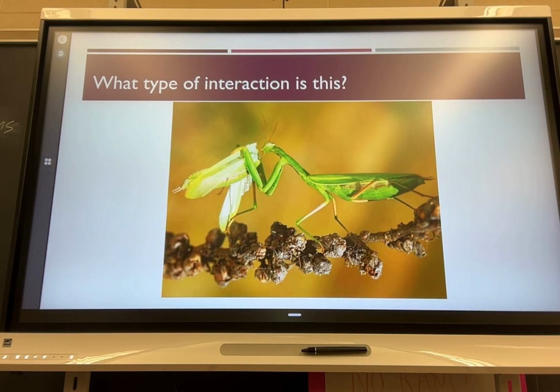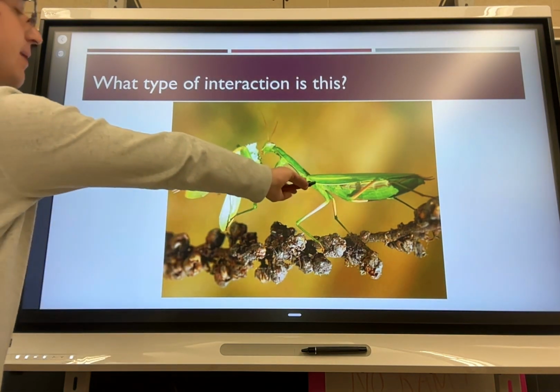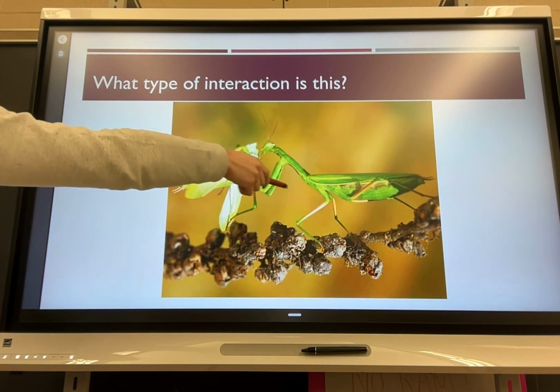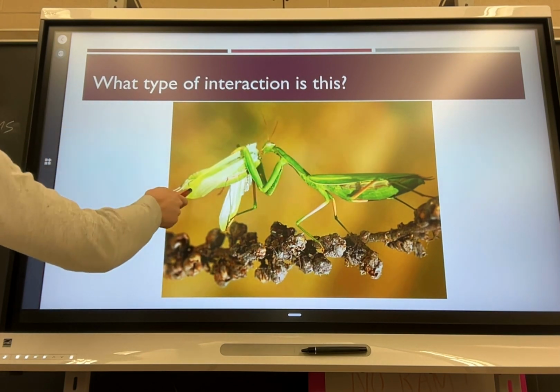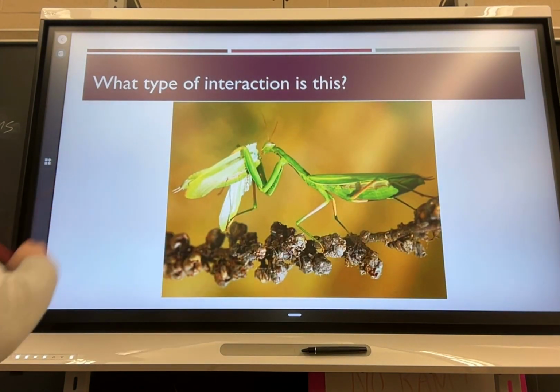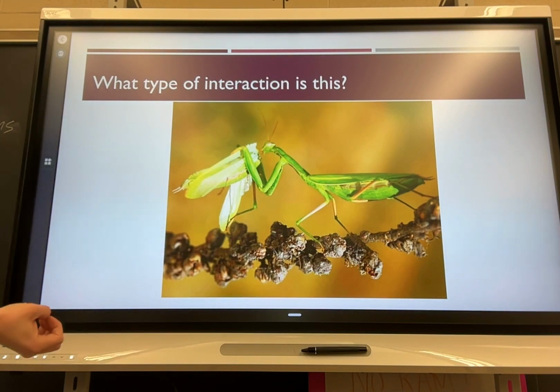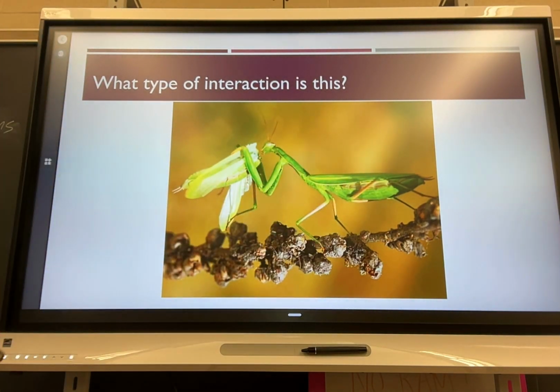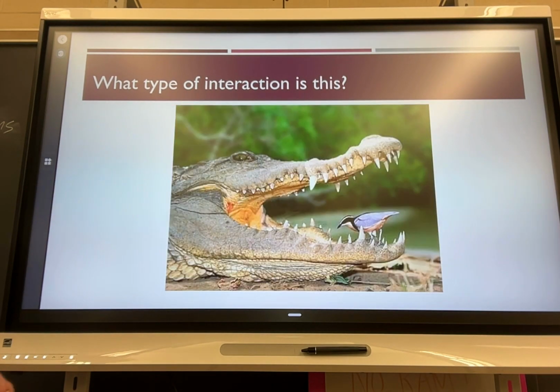What type of interaction is this? So this would be predation. We actually have two species of praying mantis here, or two individual praying mantises here. This one is a female. I believe this one is also a female, but it's kind of hard to tell. But we have one organism that is eating the other, so this female benefits while this one does not get to survive.